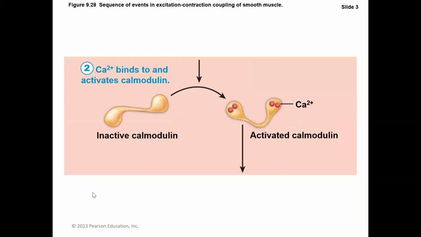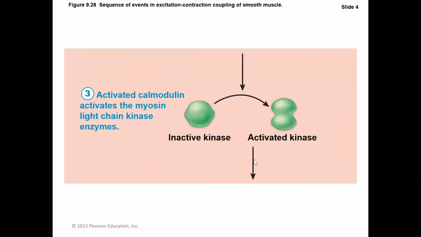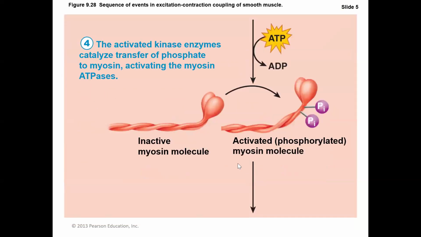So how is the calcium being used? Well, calcium activates a protein called calmodulin. When calmodulin is activated, it activates enzymes called kinases. After kinases are activated, those enzymes will help shuttle phosphates from ATP to the myosin head so that the smooth muscle will contract.